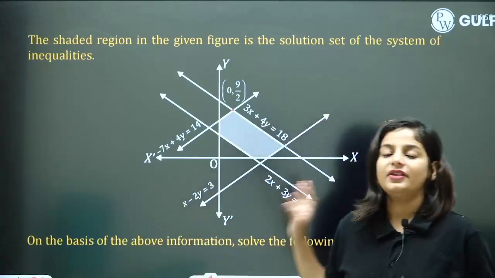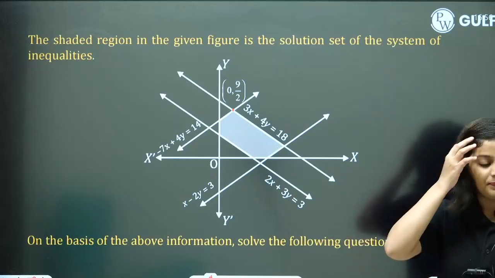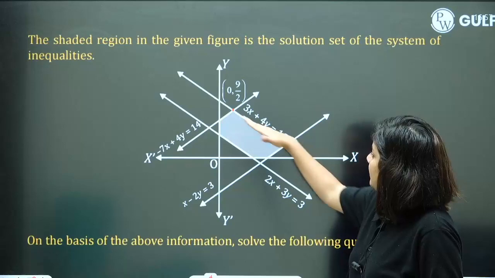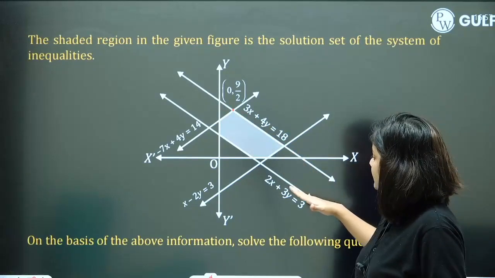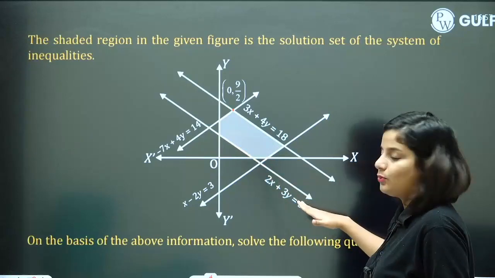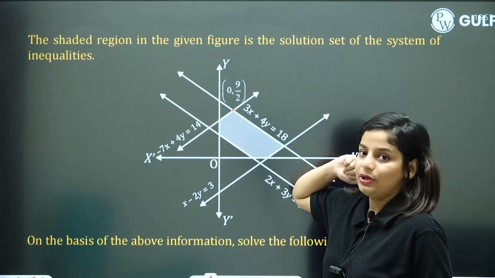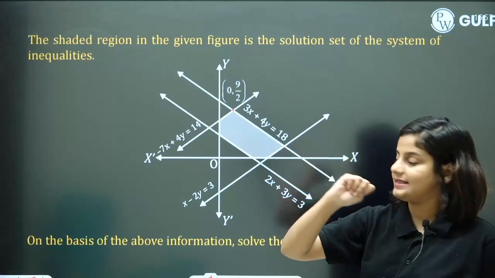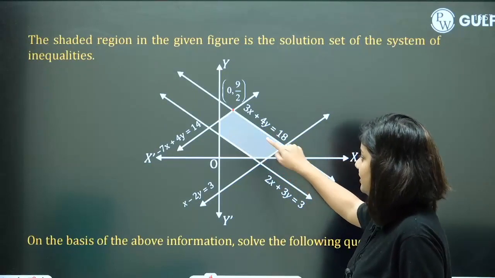Look at this graph carefully, take a screenshot because the next 5 questions are based on this. One of the lines is 3x plus 4y equal to 18. The other line is 2x plus 3y equal to 3. Next, minus 7x plus 4y equal to 14. And next, x minus 2y equal to 3. 4 lines are there. For all 4 lines, there is a common area in between. This is the common area.